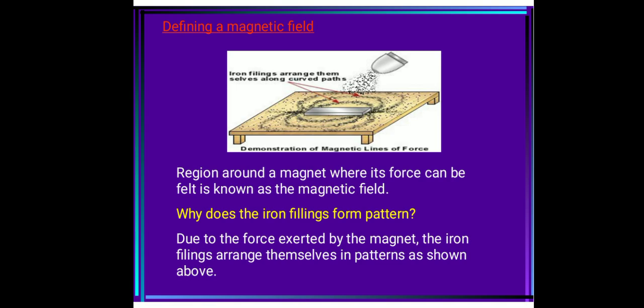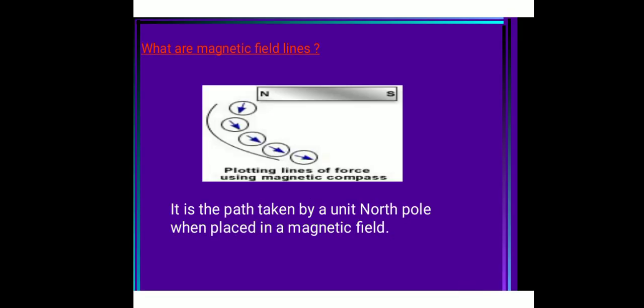To know the pattern of magnetic field lines, or the magnetic lines of force, place a magnet on a cardboard sheet and gently sprinkle some iron filings uniformly over it. The iron filings are found to arrange themselves in a certain pattern. This pattern represents the pattern of magnetic field lines. So these magnetic field lines represent the magnetic field. And also we can trace the magnetic field lines of a bar magnet using a magnetic compass.